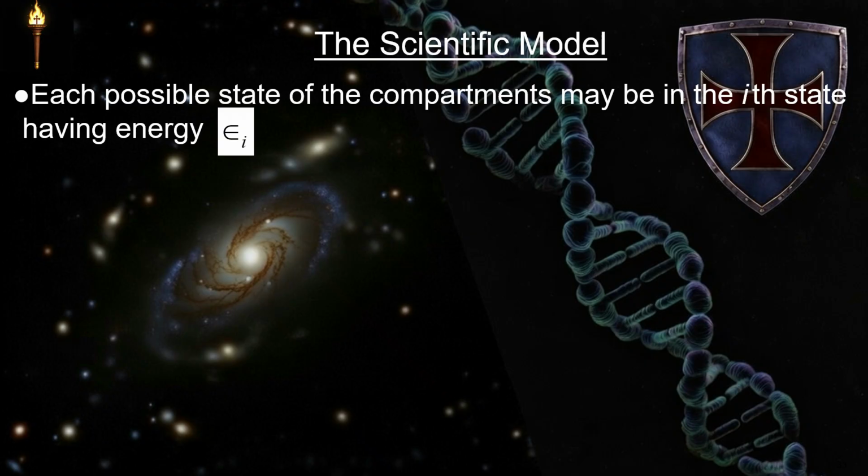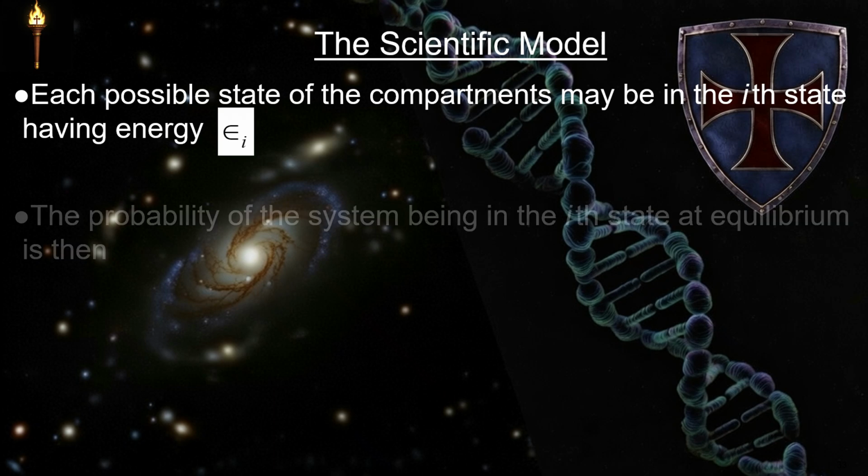We're going to use a little algebra here. And what we see is each possible state of those compartments may be in the i state and have an energy epsilon i. Now, just a refresher here, that funny symbol epsilon i is intended to be algebra. Epsilon designates the state, and i is, in some case, the number. You could think of that as if I have a set of balls numbered 1 to 10, i represents the number 1, 2, 3, 4, 5, 6, 7, 8, 9, 10.